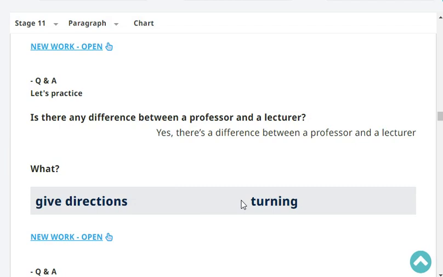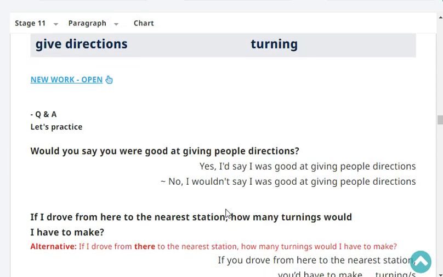A professor is a higher position than a lecturer. Very good. Okay, would you say you were good at giving people directions? Yes or no? Yes, I'd say I was good at giving people directions.